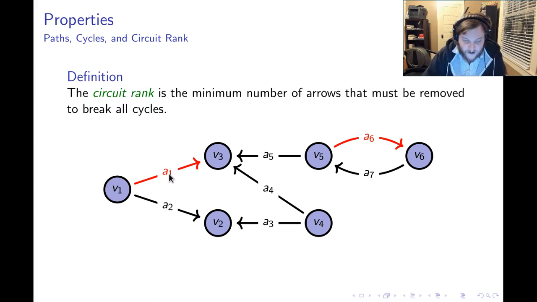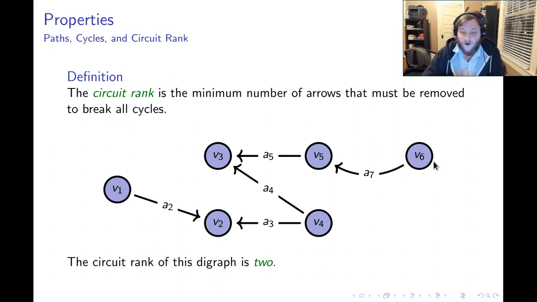If I remove this arrow A1, I can't take a path of unique arrows to get from A1 back to itself. And if I got rid of A6, I also break the cycle that we noticed over here. I couldn't go from V5 to V6 and then back to V5 with unique arrows. So if I get rid of those two arrows, I'm now left with a directed graph that has 0 cycles. There are no cycles in this digraph. So the circuit rank of this directed graph is equal to 2. It took 2 arrows to break all of the cycles. So that means that the circuit rank is equal to 2.